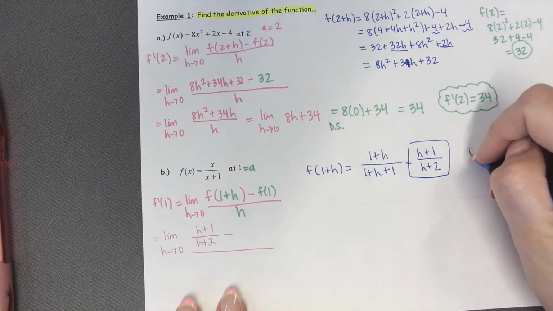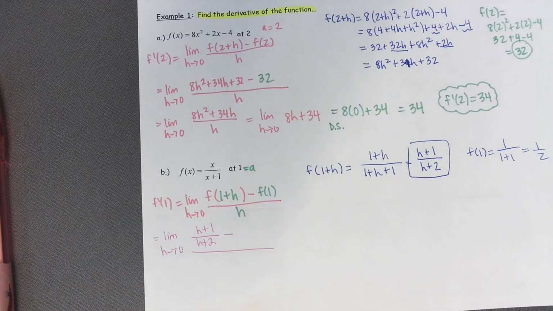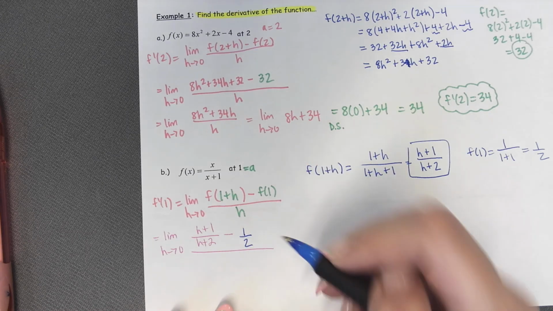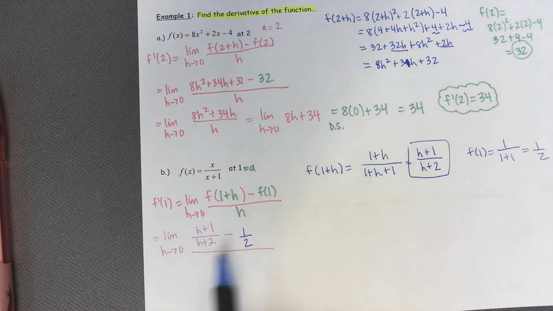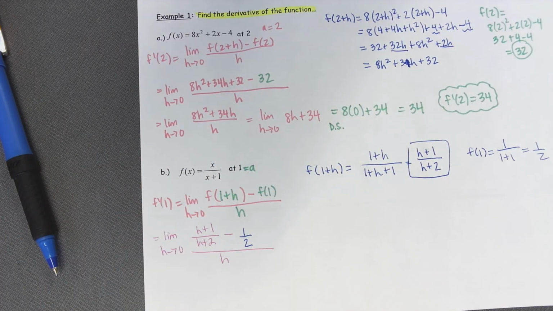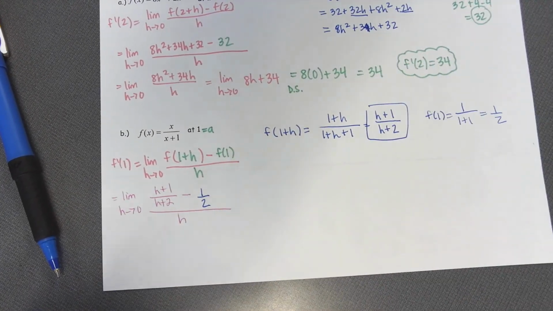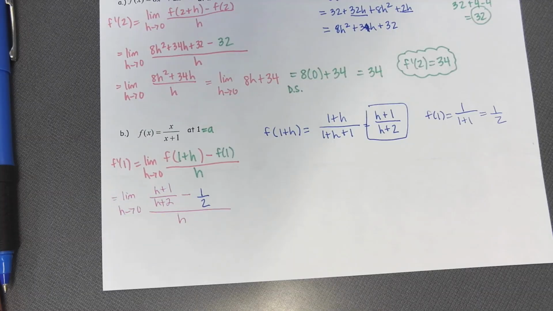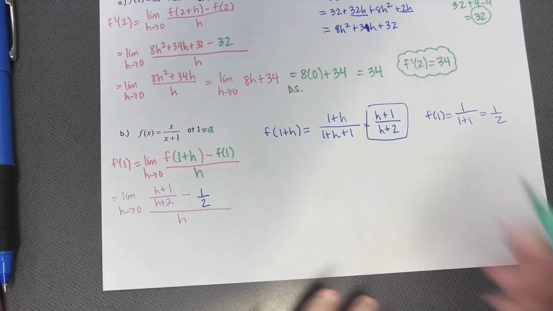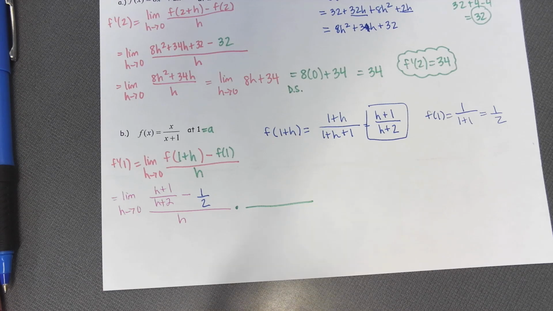okay, and then we're going to do the f of 1. So 1 over 1 plus 1 is 1/2. Okay, and honestly, that is something that you could do in your head, and you could just put minus 1/2 here. Okay, that's fine. 1 over 1 plus 1 is 1/2. Okay, and then it's divided by h. Now, we did one like this yesterday. If you have a fraction, do you guys remember what we have to do here? You're going to multiply by the least common denominator. Okay, so what is the least common denominator here?